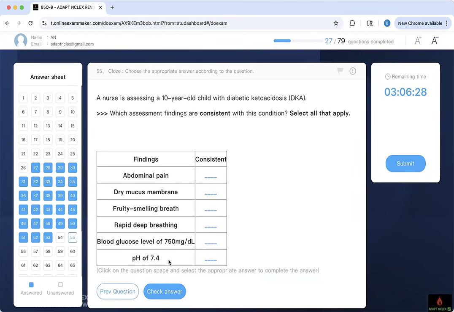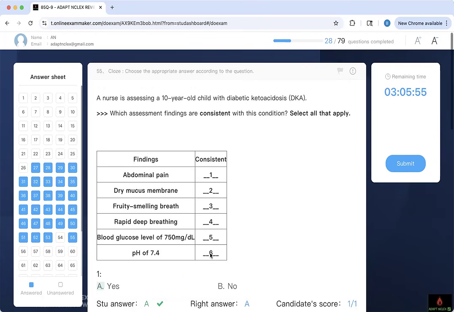What do you know about DKA? What expected findings do you see? Of course, abdominal pain, yes. They're going to get dry mucous membranes, yes. Fruity breath, of course, it's DKA. They're going to have rapid deep breathing, an expected finding. Their glucose will not be 750, and their pH is not going to be that. The pH is supposed to go down, indicating acidosis. Therefore, this is no and no. This is the way you see it in DKA.